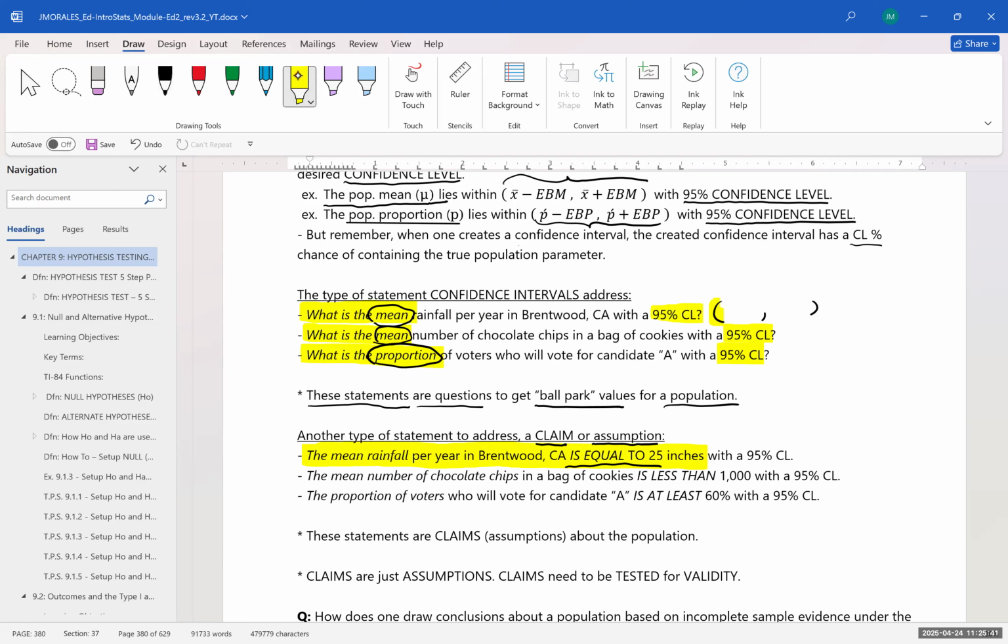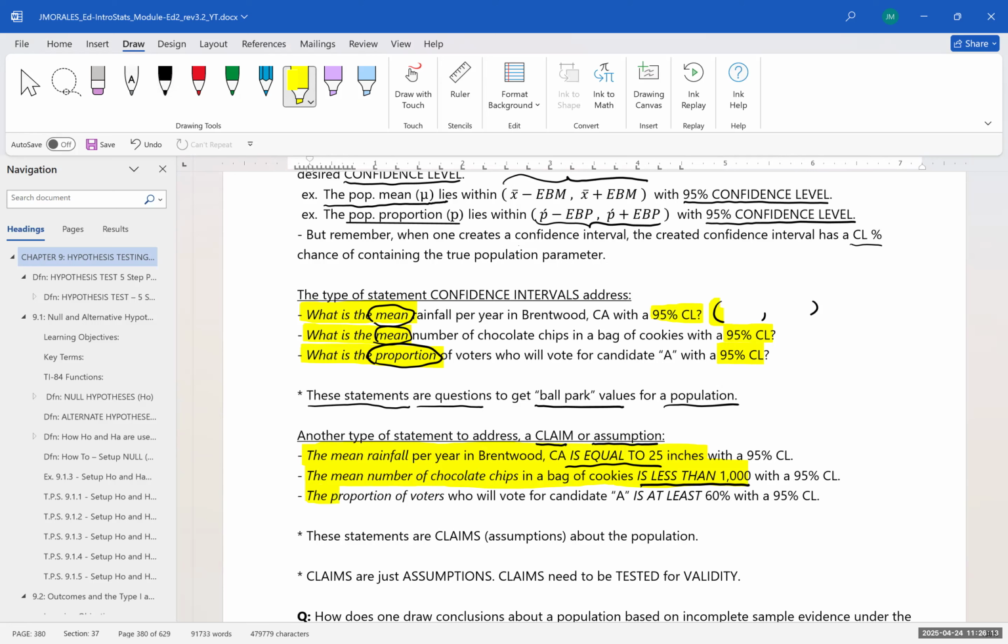Another example is the mean number of chocolate chips in a bag of cookies. We're creating a range of numbers that hopefully would encapsulate the actual population mean of chocolate chips in cookies. But here we're going to make a claim. The mean number of chocolate chips in a bag of cookies is less than 1,000. We're making a claim about the number of chocolate chips in these cookies.